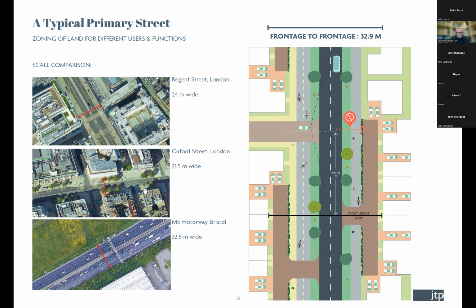A better comparator is the M5 motorway, just outside of Bristol. You can see on the bottom left, that was 32.5 meters of motorway lanes, central reservation and hard shoulder. So the diagram on the right shows a wider corridor than that stretch of the M5. I think we should question why on earth we're ending up with that.